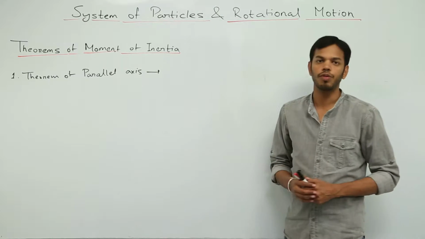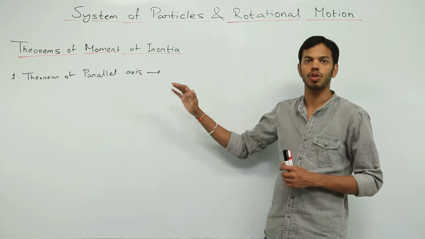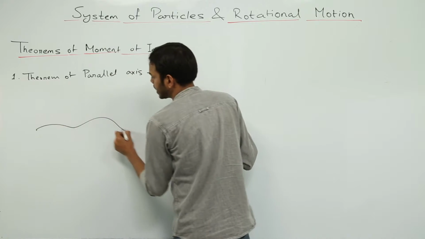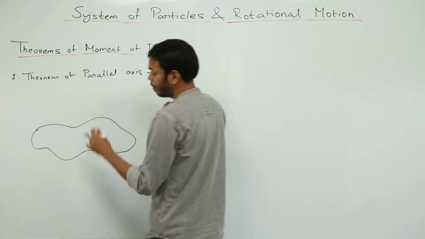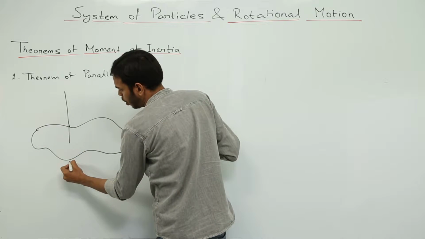Moving on to theorems of moment of inertia, we have to deal with two theorems. One is the theorem of parallel axis, another one is the theorem of perpendicular axis. Let's talk about the theorem of parallel axis. This states that, consider we have a rigid body which is rotating about this axis.